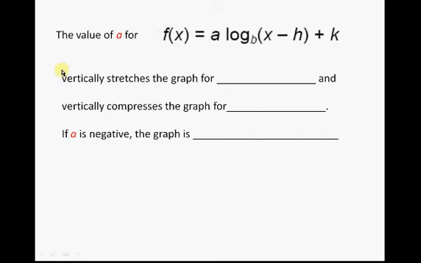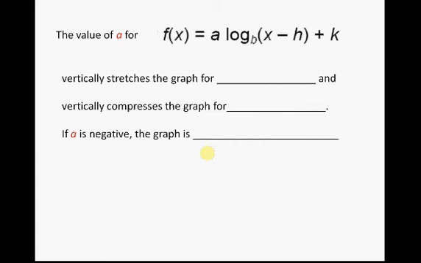So basically it says the value of a for the function vertically stretches the graph for what, and vertically compresses the graph for what. And then the one I want you to explore on your own is, if a is negative, the graph is blank. Now, what you really need to do is have access to a graphing calculator so that you can kind of play with these functions and see how the graph changes.